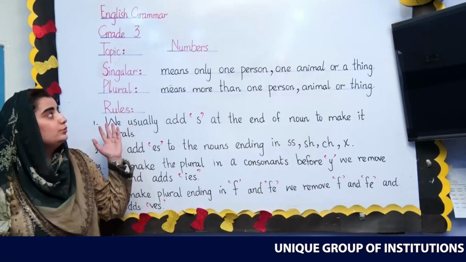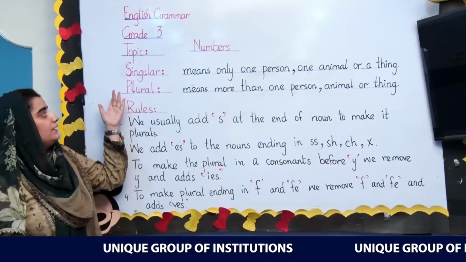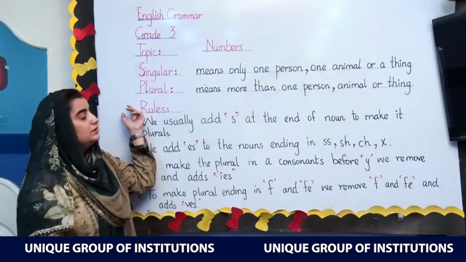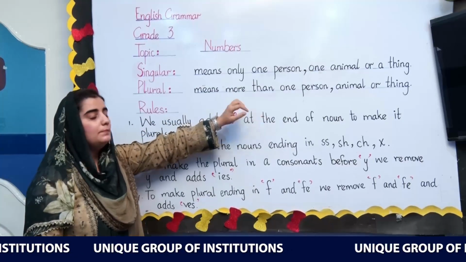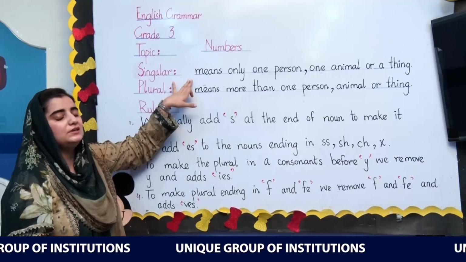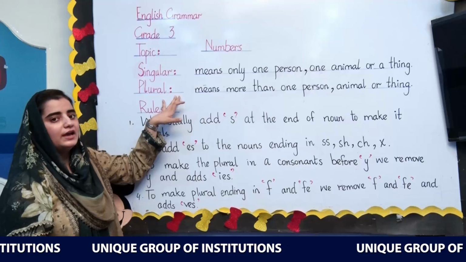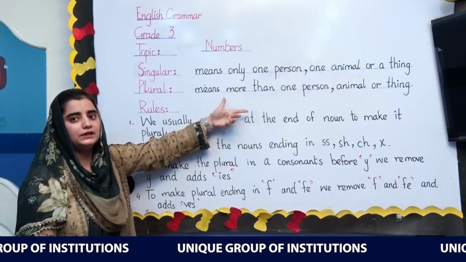Today we are going to do the topic numbers. In our topic numbers, there are singular and plural. Singular means only one person, one animal or a thing. It means we need to talk about only one person, one animal or one thing. And secondly, we have plural, which means more than one person, animal or thing.